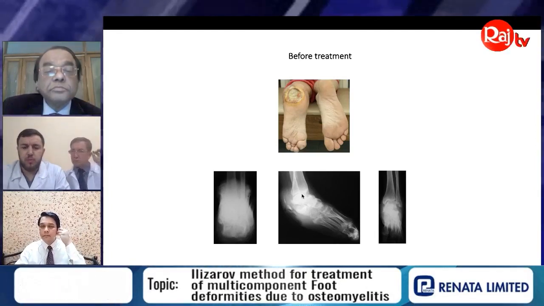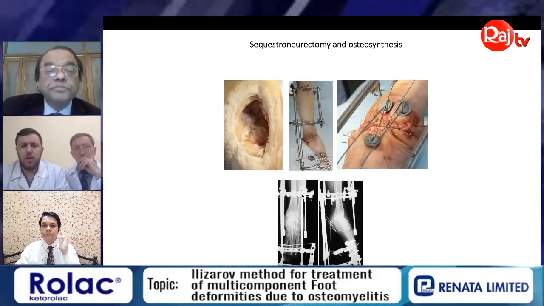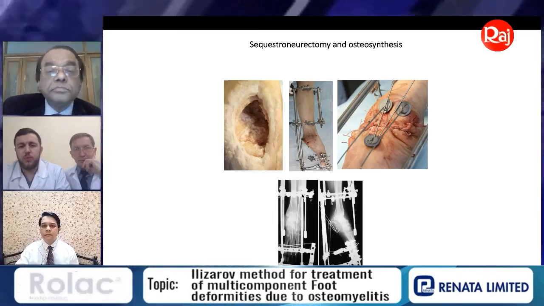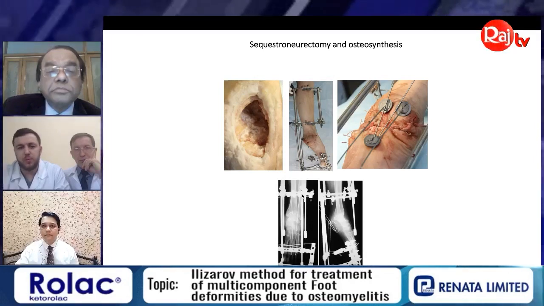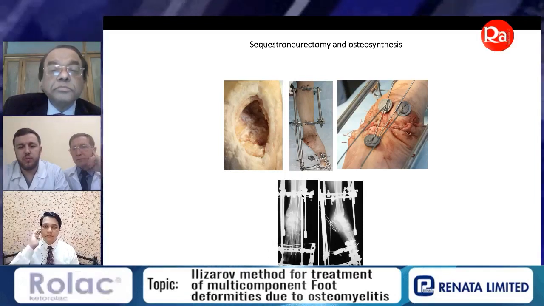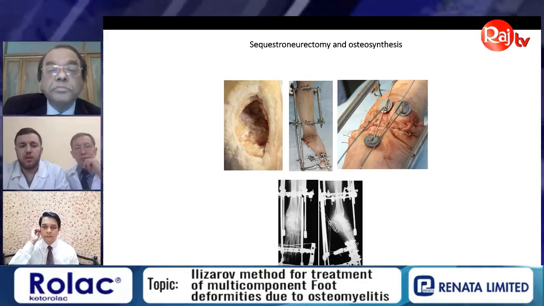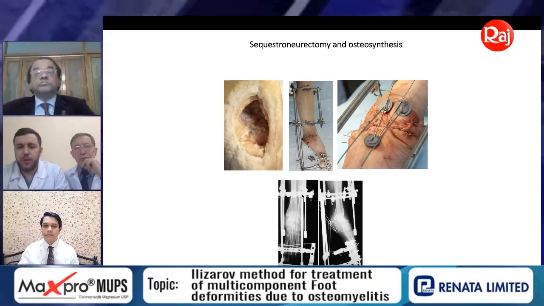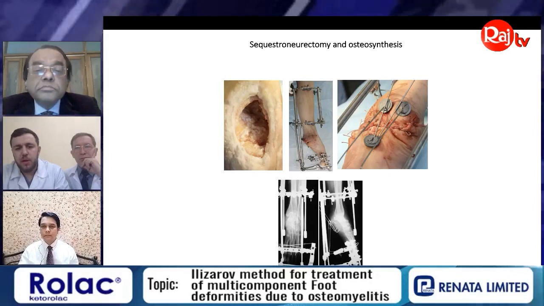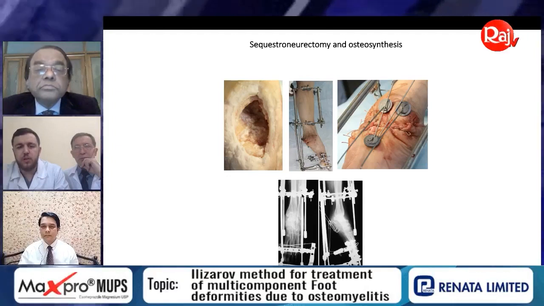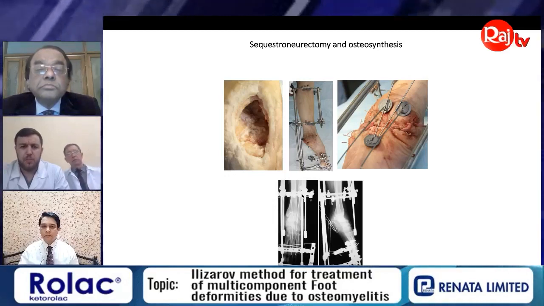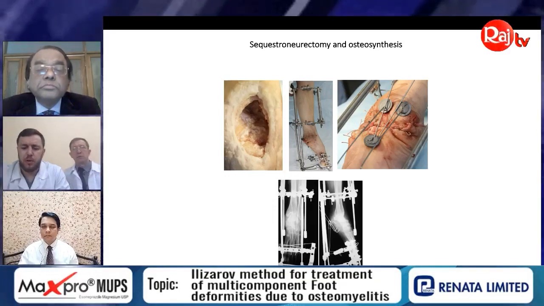In the first stage of that patient, debridement was done, and as I told before, we put the foot in equinus position, and fixed it in that position in the Ilizarov fixator, and in that surgery we can apply stitching of the wound. The total time of fixation in that position was 25 days. After that, we started gradual deformity correction.